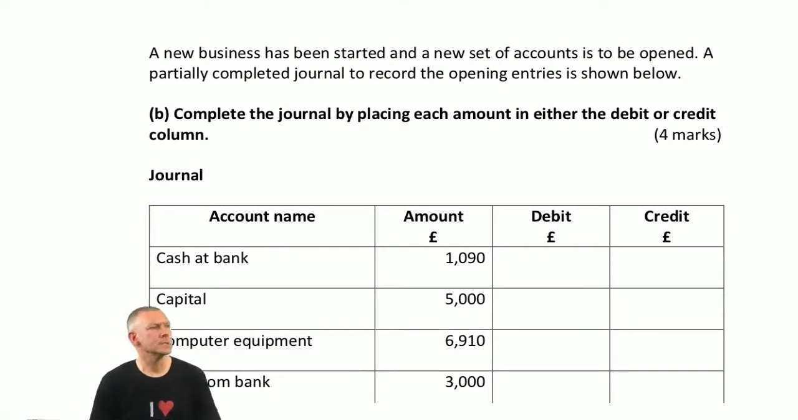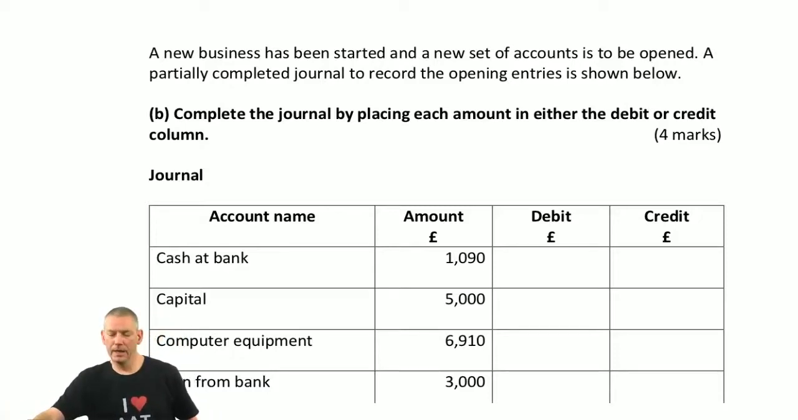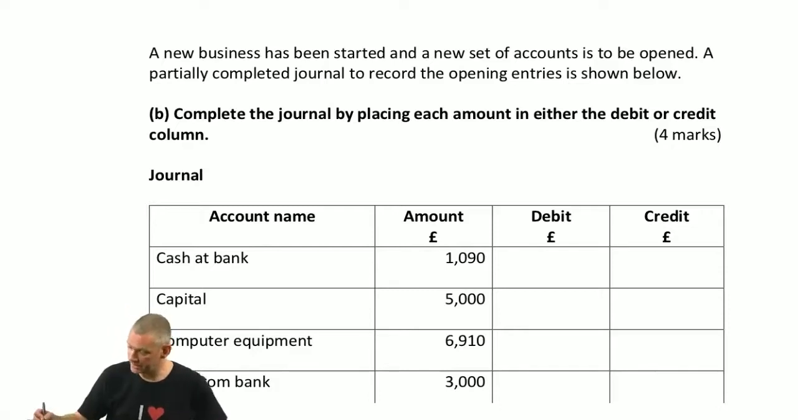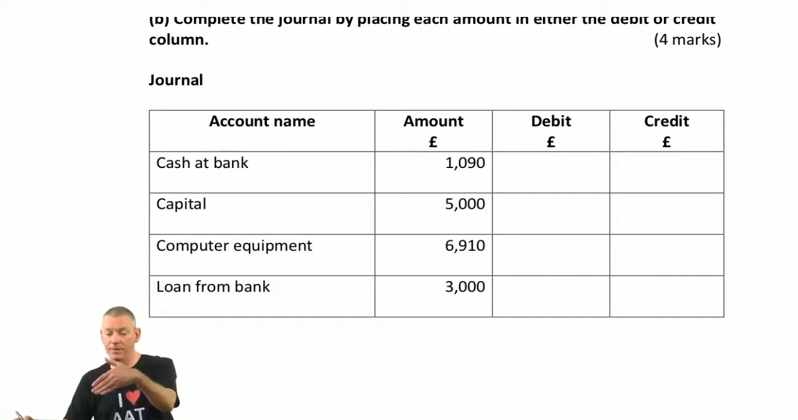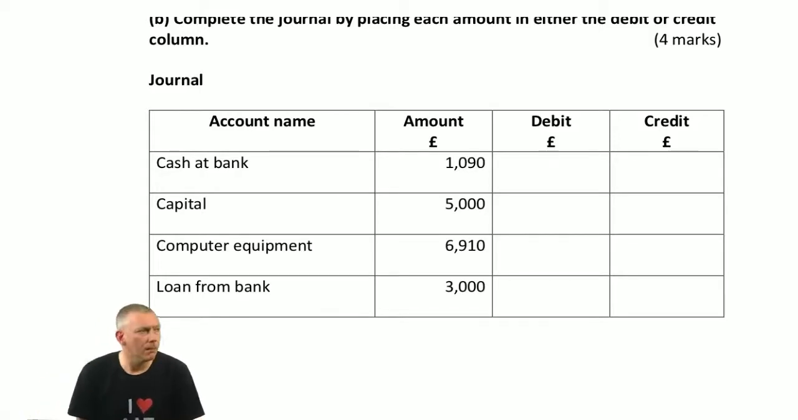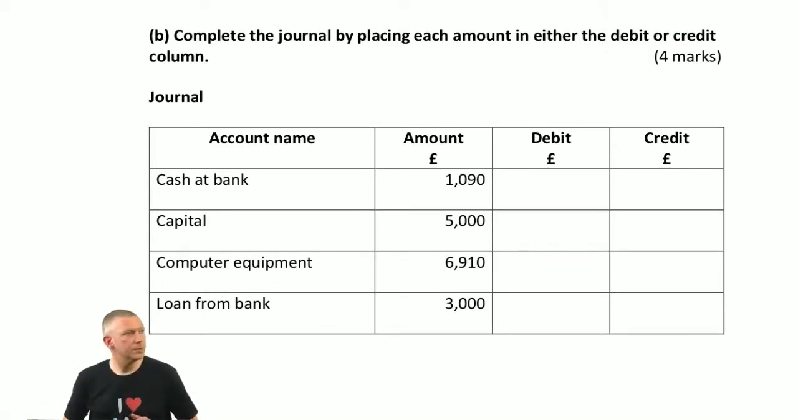A new business has been started and a new set of accounts to be opened. A partially completed journal to record the opening entries is shown below, and the partially completed is not really very completed at all. All we have is the balances without the debit and credit implied by them. Just let me get the thing on screen fully.